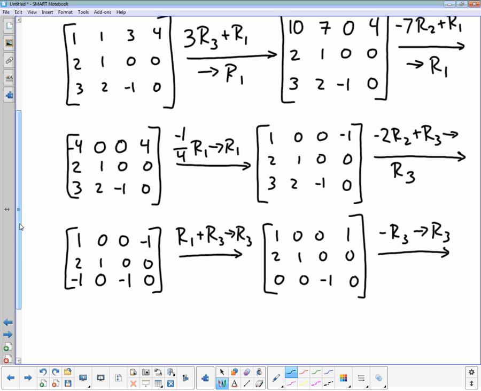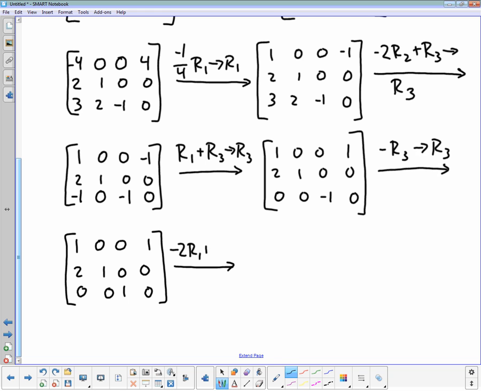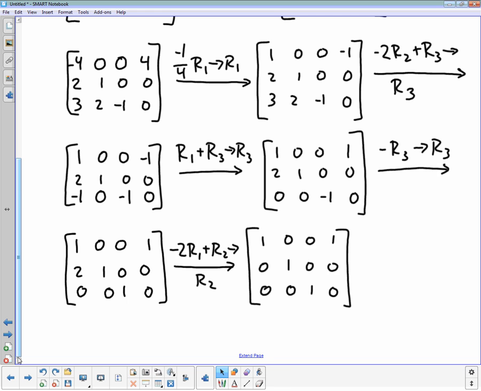And I'm just going to kill off that sign. And now I'm 2 steps from done. And last but not least, and we're done. And my solution is right there.